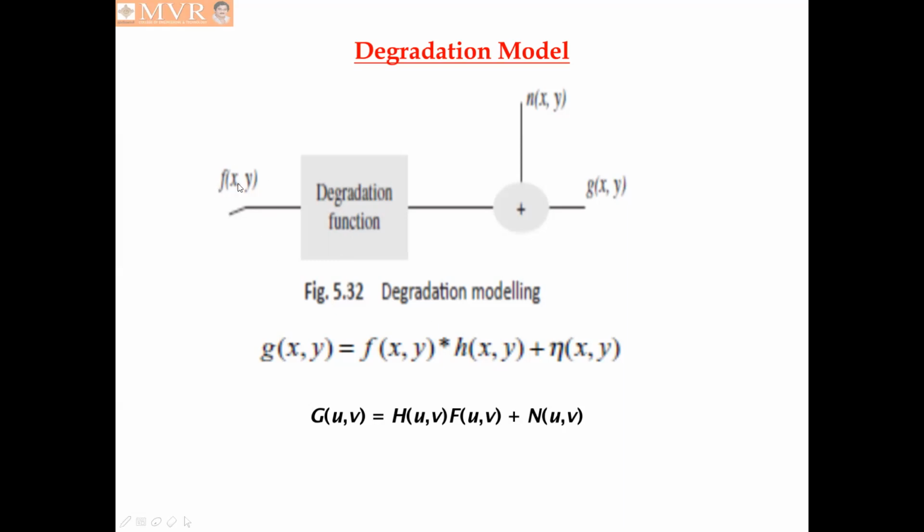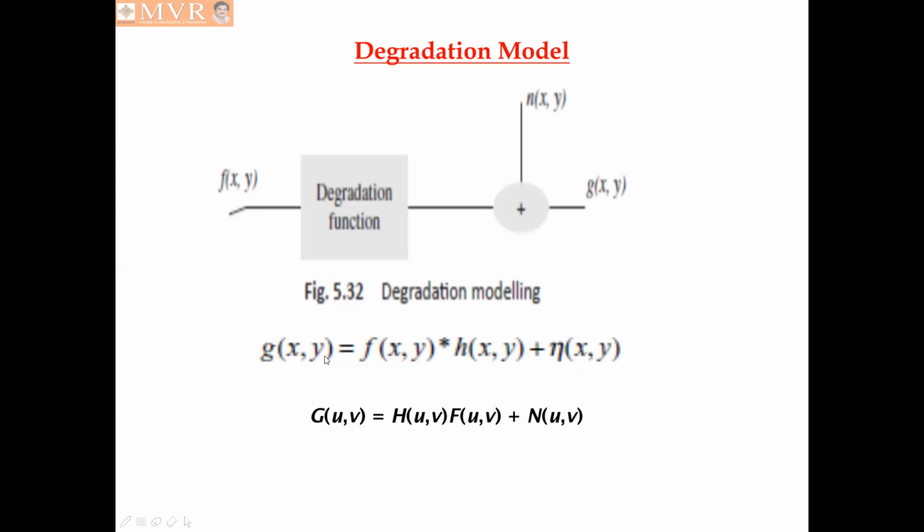Now the input image f of x comma y is convolved with this degradation function h of x comma y, that is f of x comma y star h of x comma y, plus here n of x comma y. This n of x comma y is a noise parameter. We can write it like this, eta of x comma y. So the output of this degradation model is g of x comma y. This g of x comma y is nothing but our degraded image. How to obtain a degraded image g of x comma y: it is equal to f of x comma y, the original image, convolved with the degradation function h of x comma y, plus eta of x comma y.